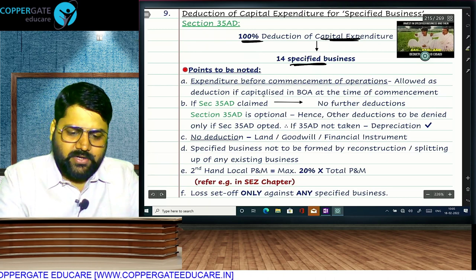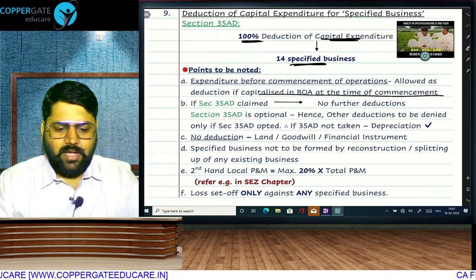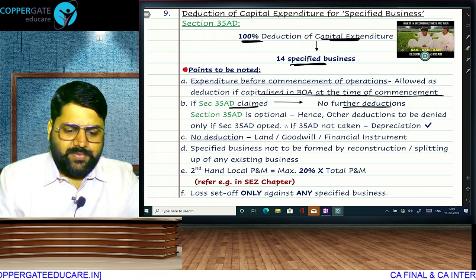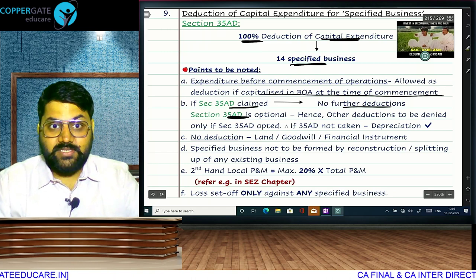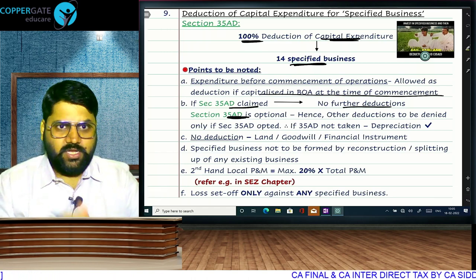Here there is no time limit, but you have to capitalize this expense in the books of accounts at the time of commencement of business. If you claim this deduction, no other deduction, again our target is depreciation. 35AD is optional, not compulsory. But supposing there is a person who is going in the new regime, so he will not take 35AD.